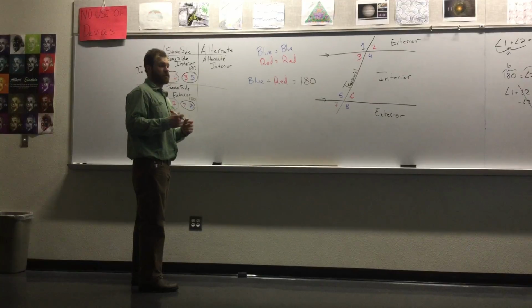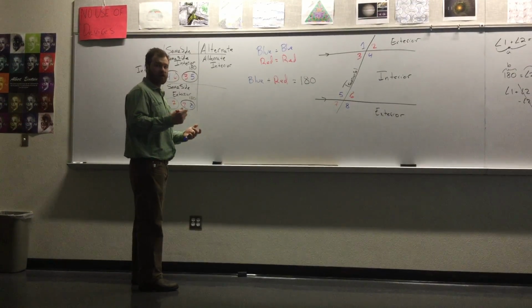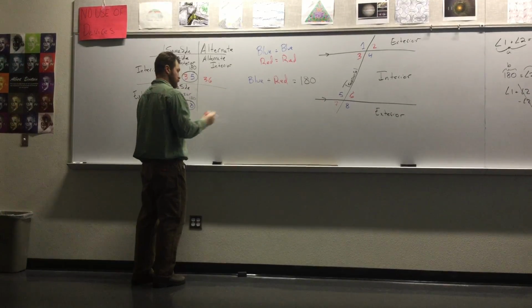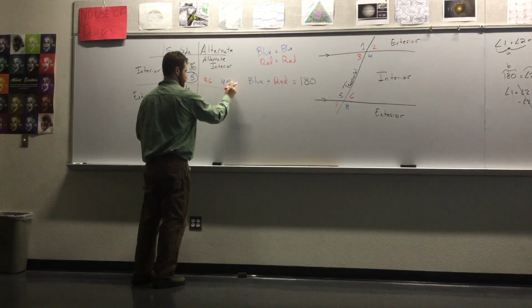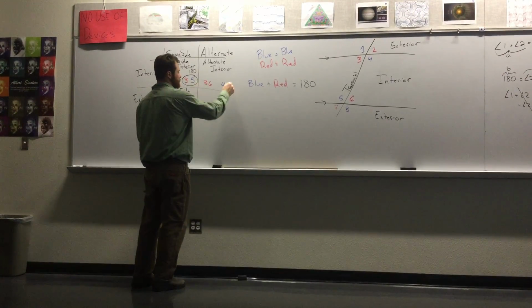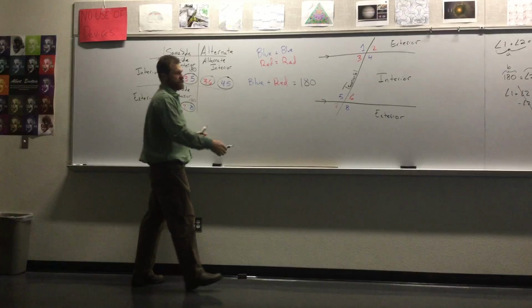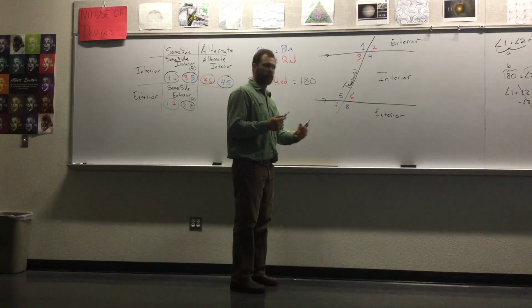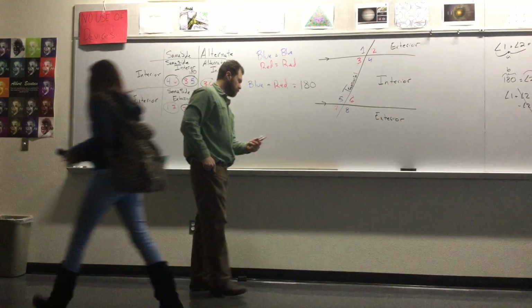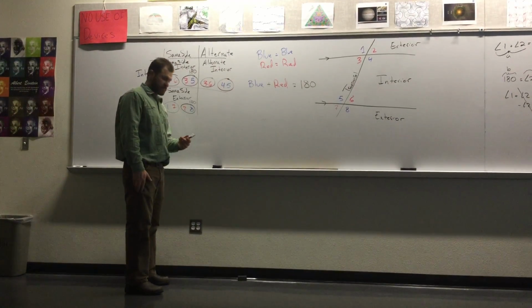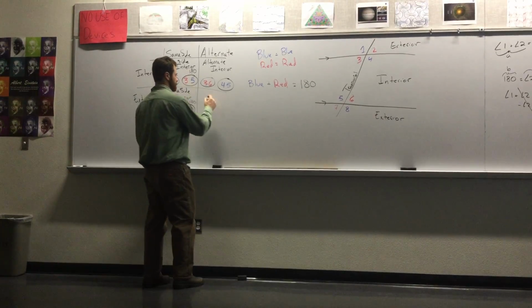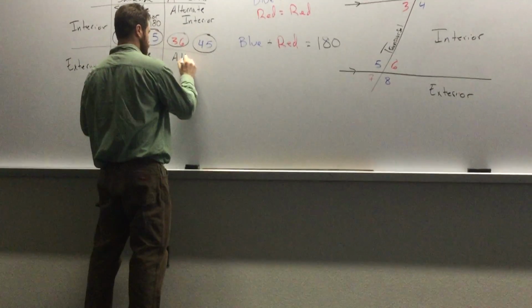There you go. Alright, so which is alternate interior? 3 and 6, and 4 and 5. Okay, so in my scenario, I've labeled them this way. But for all I care, we could have started with 1 and ended with 8. Okay? So, alternate exterior. 2 and 7. And 1 and 8.